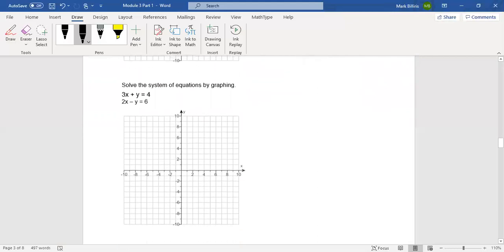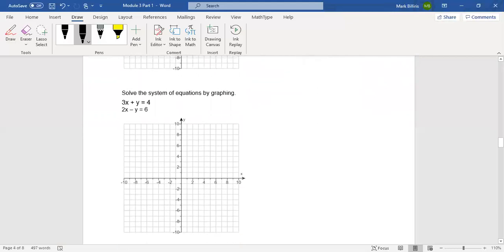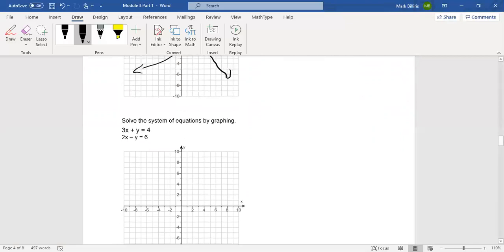Our next problem, we have 3x plus y equals 4 and 2x minus y equals 6. So again, we're solving the system by graphing. The first thing that we need to do is make sure we put these in slope-intercept form. Here we have 3x plus y equals 4. So I'm going to subtract 3x from both sides. And y would equal -3 over 1x plus 4. So that's my first equation.